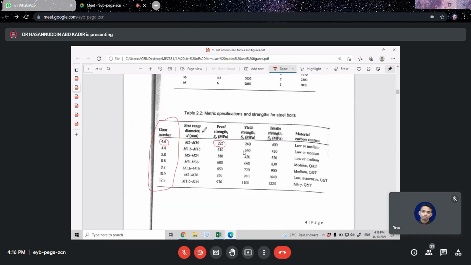Yang ni pula, okay, dia will give you the class number or grade lah, bahagian sini grade. Then you can find the value of the SP. That basically we will apply on the FP. From the FP there you can apply for the FI. From the FI you can find the value of force on the bolt and also force on the part. Okay.